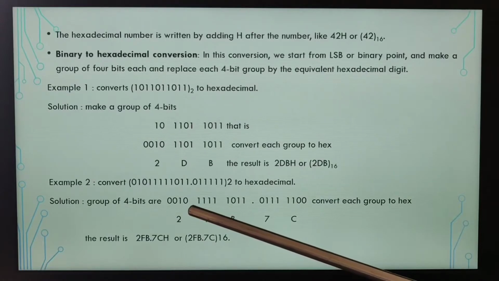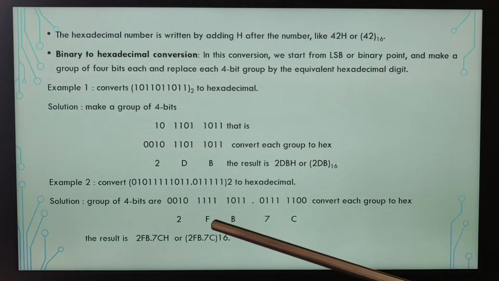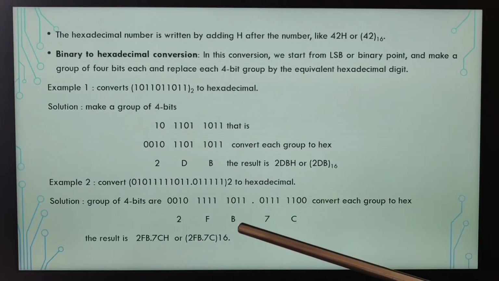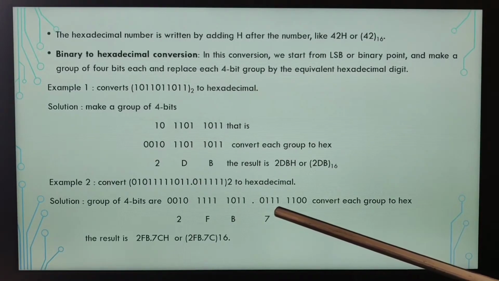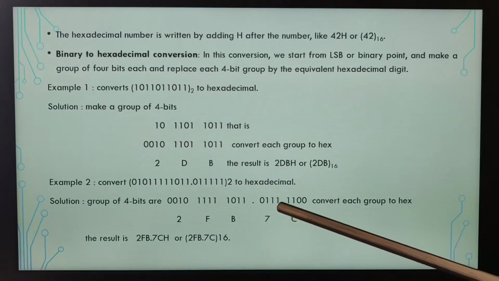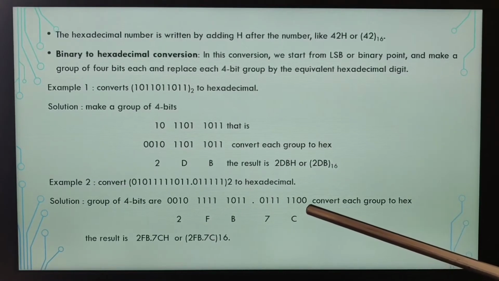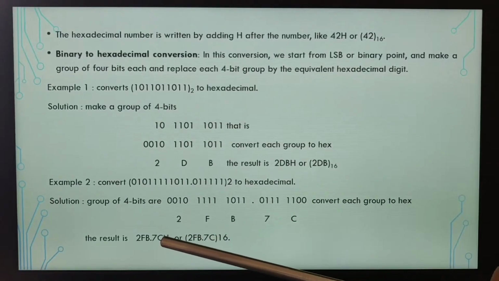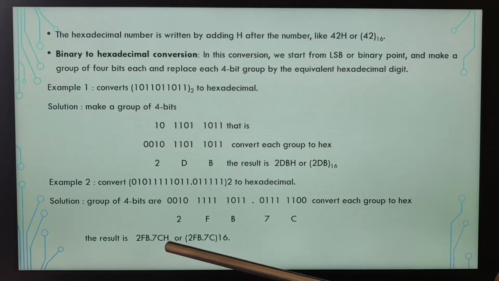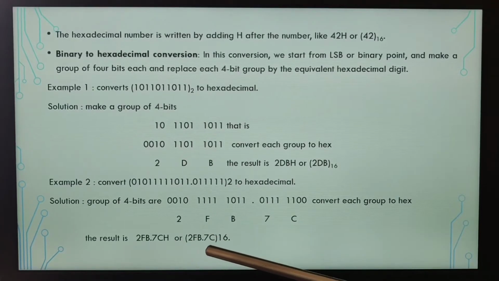So 0010 has the value 2, then 1111 has value F, then 1011 has value B, then to the right of the decimal point 0111 has value 7 and 1100 has value C. So the result is 2FB decimal point 7C, and this is hexa, or we write in this format 2FB point 7C having base 16.